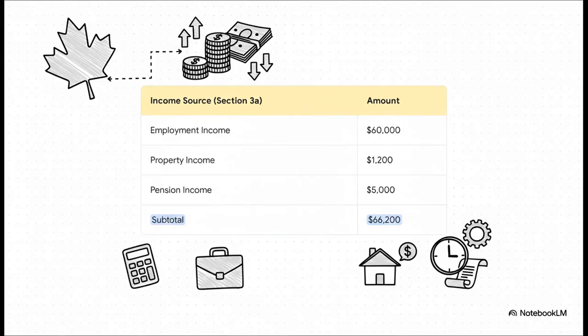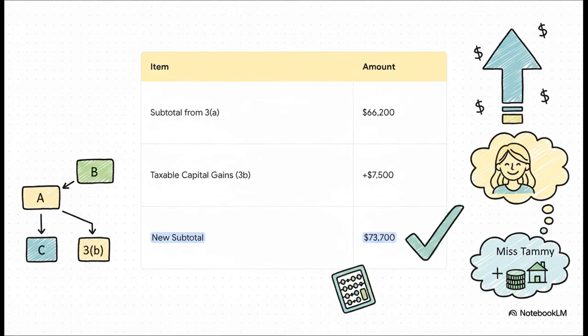Okay, here we go. Step 1, Division B, calculating net income. We start by adding up all of Miss Tammy's income under Section 3A. As you can see, she's got $60,000 from her job, $1,200 in interest income, and $5,000 in pension income. We add those up, and our starting subtotal is $66,200. The formula then tells us to move to Section 3B, which is for capital gains.